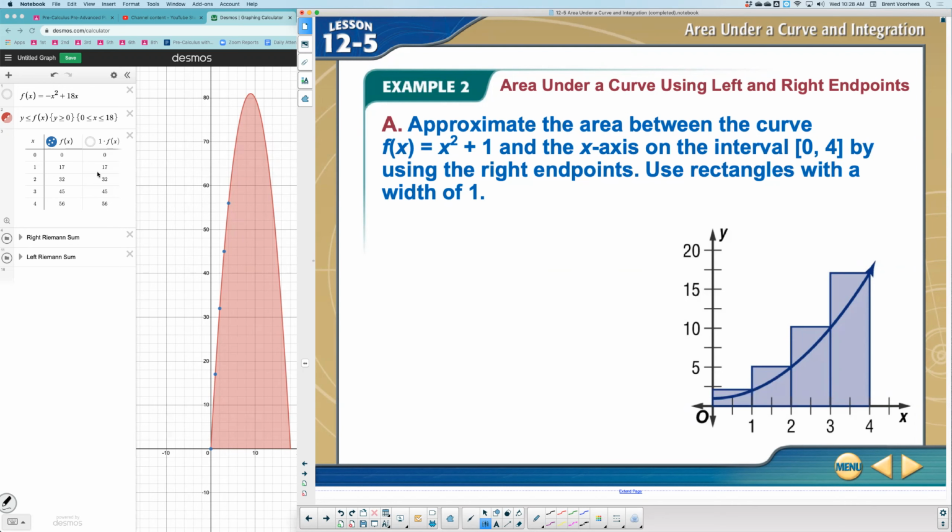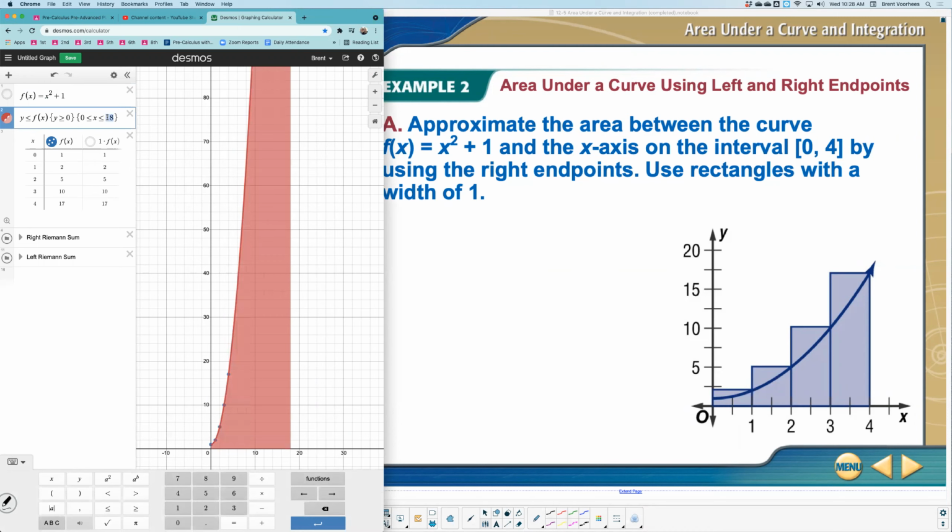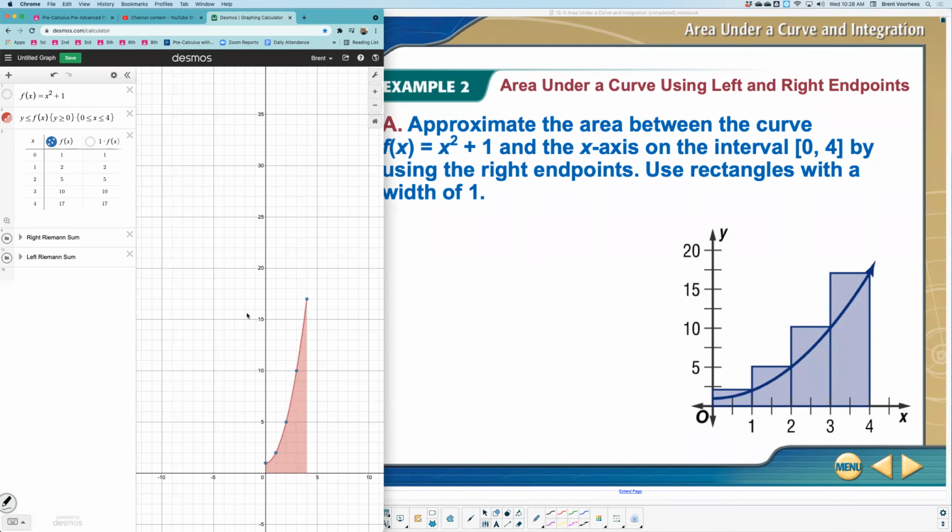So this time my function has changed. So I'm going to come over here and change my function. And we're going to look at x squared plus 1. And I'm only going to look from 0 to 4. So let me change this part here, 0 to 4. So Desmos is now showing me exactly what we're looking at.